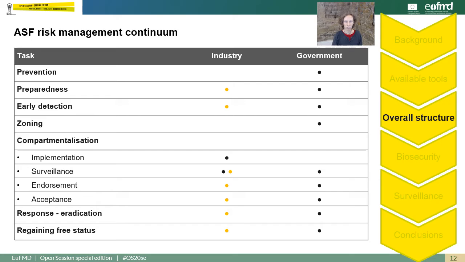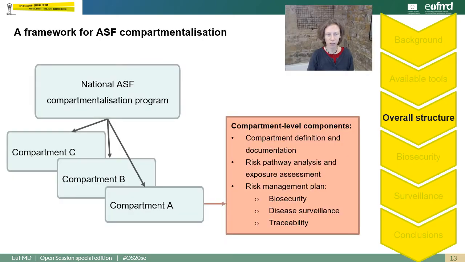Compartmentalization requires strong public-private partnerships to be developed and implemented successfully. It allows the industry to be more effectively involved in preparing and recovering from an ASF introduction. Now that we have looked at the overall structure of such a program, let's consider some of the compartment-level components. While what we have discussed so far would apply to most species and diseases, the following considerations are more targeted to ASF itself.